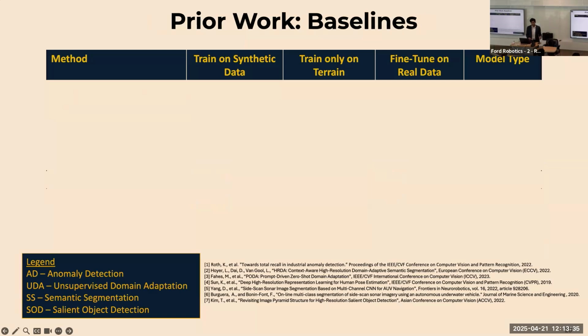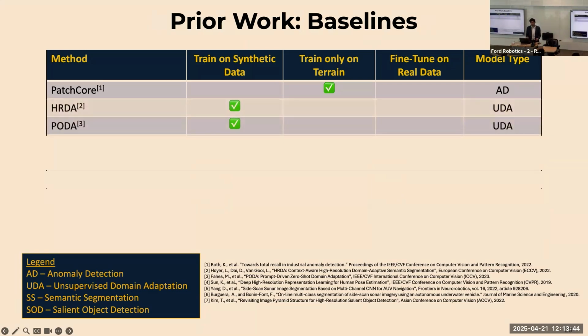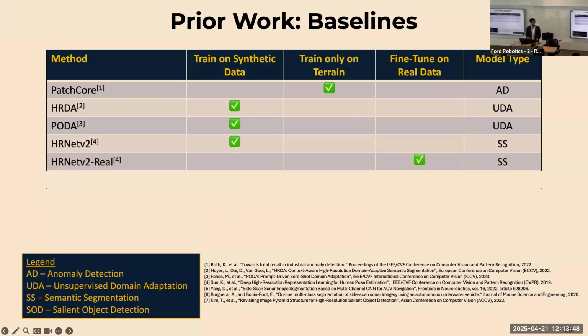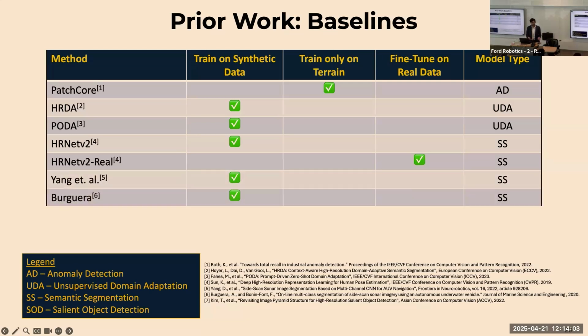So our experiments consider a variety of baselines that all aim to tackle this challenge from a different angle. PatchCore is a state-of-the-art anomaly detection model. These two models are more unsupervised domain adaptation. HRNet v2 is a state-of-the-art semantic segmentation model, with HRNet v2 real being a slight change in that it is fine-tuned on real data. And we do this to show that despite fine-tuning on real data, synthetic data might be able to outperform. Finally, these two are side-scan sonar-specific models.